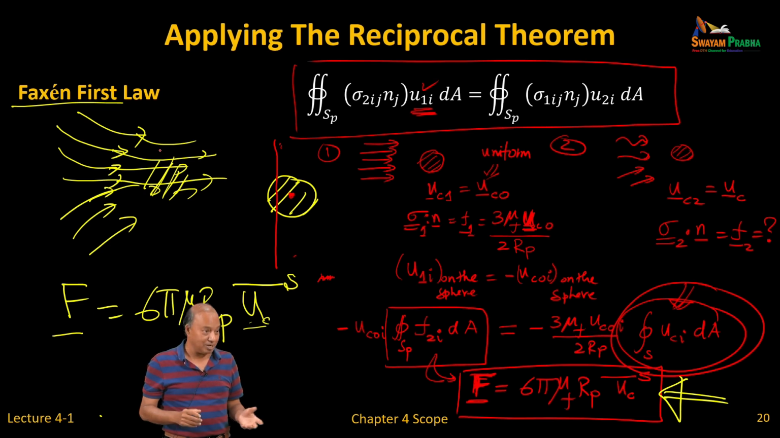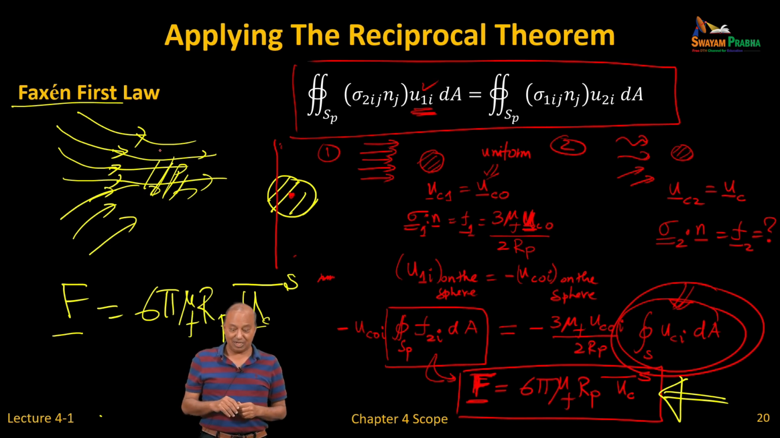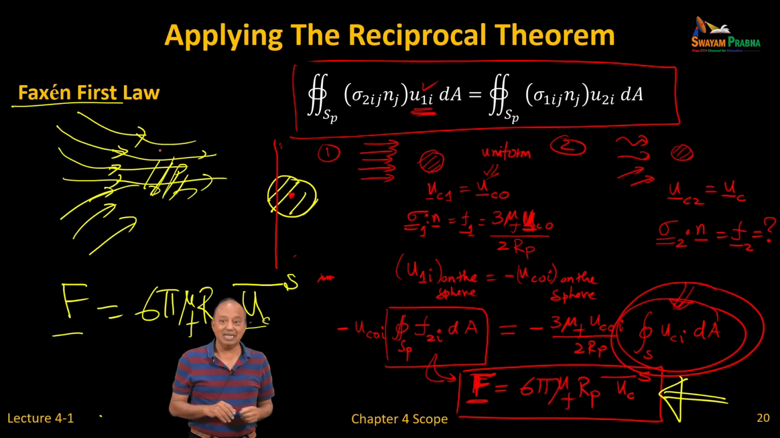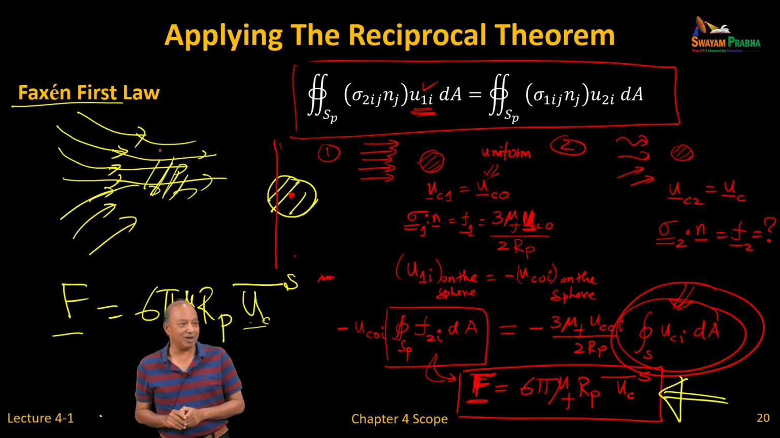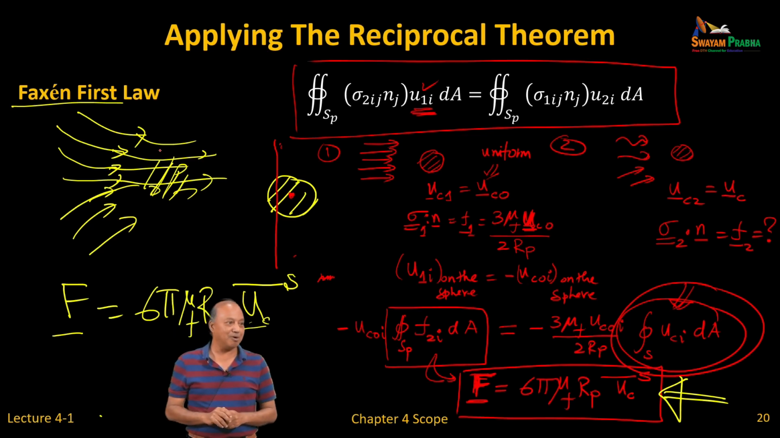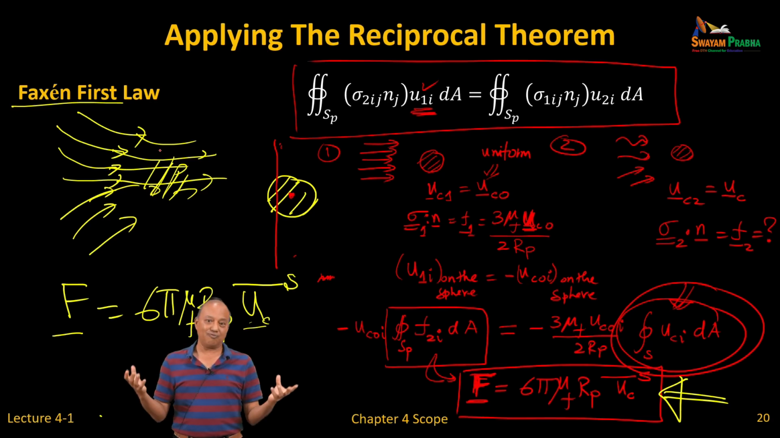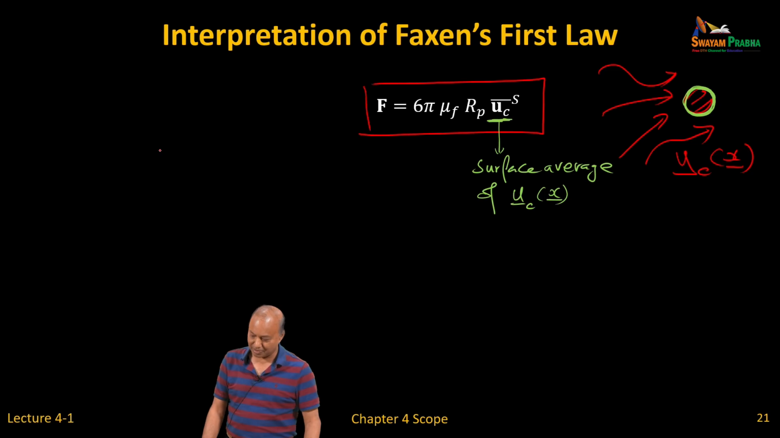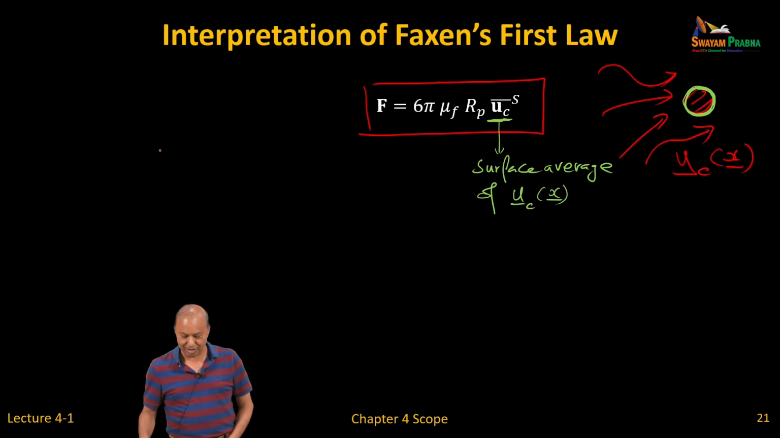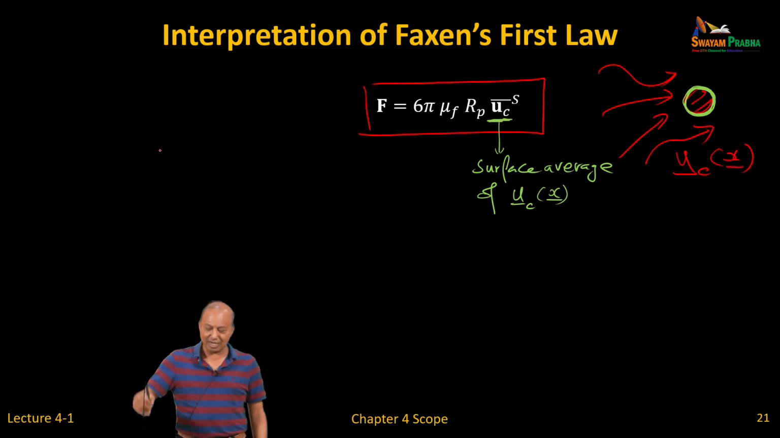Okay? So it turns out that even though Faxon did not derive this for anything but 0 Reynolds number, the results are so brilliant that it seems to hold and work very well. So this is something for you to think about. If your particles are big, or the flow is changing on the scale of the particle, Faxon's theorem is really good. Okay. So the interpretation of Faxon's law is very simple.